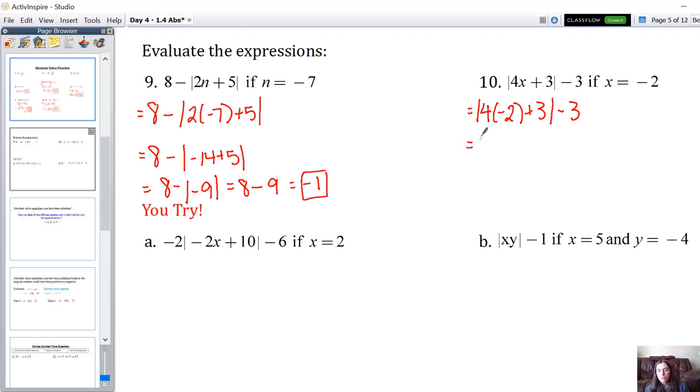Simplifying on the inside, first we will multiply. 4 times negative 2 is negative 8. And then plus 3, close the absolute value, minus 3. Negative 8 plus 3, we're getting closer to 0, so we're at negative 5.